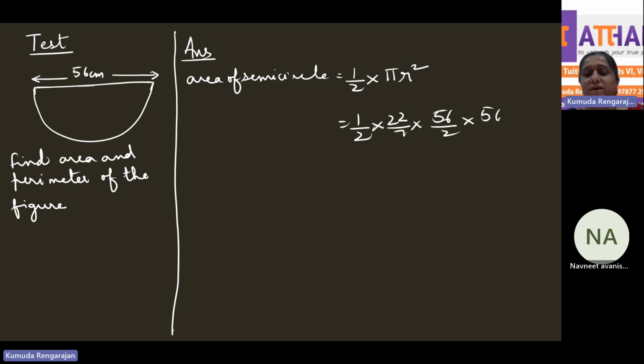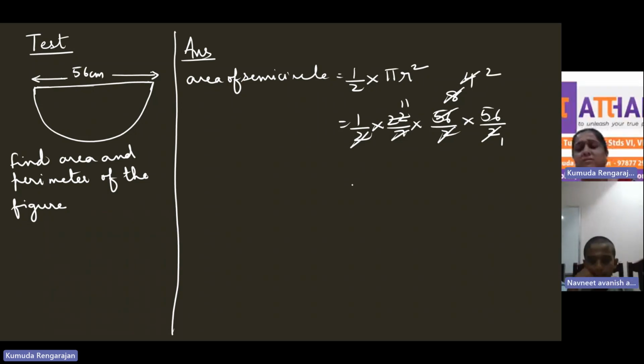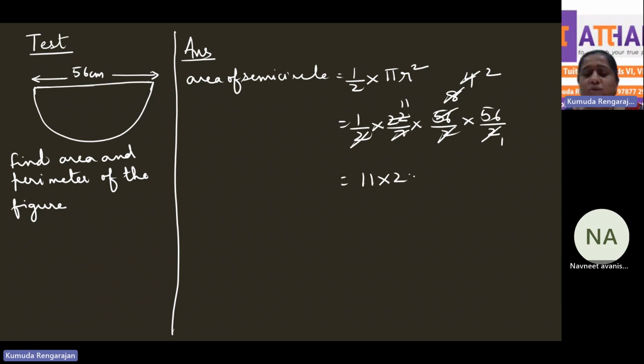Okay, now let's start simplifying. See here, look at the screen. 2 ones are 2, 11 twos are 22, correct. 7 ones are 7, 8 sevens are 56, correct. 2 ones are 2, 2 fours are 8, correct. Again, you can do with this 4 itself. 2 ones are 2, 2 twos are 4, correct. What is in the denominator? Nothing, meaning 1 is there. So leave the denominator. In the numerator, we have 11 into 2 into 56. Correct. So when I do 11 into 2 into 56, I'm getting 1232 centimeters square.